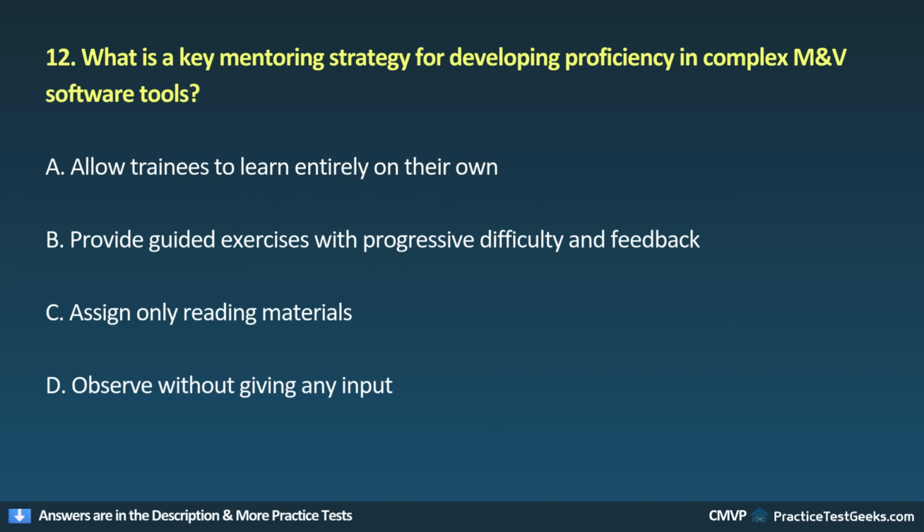12. What is a key mentoring strategy for developing proficiency in complex M&V software tools? A. Allow trainees to learn entirely on their own. B. Provide guided exercise with progressive difficulty and feedback. C. Assign only reading materials. D. Observe without giving any input.